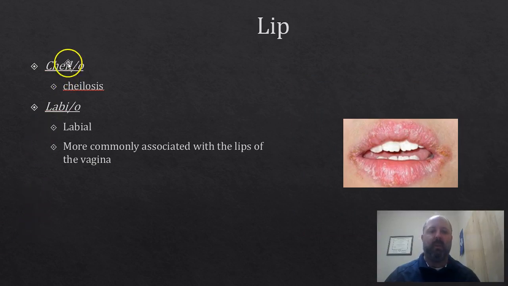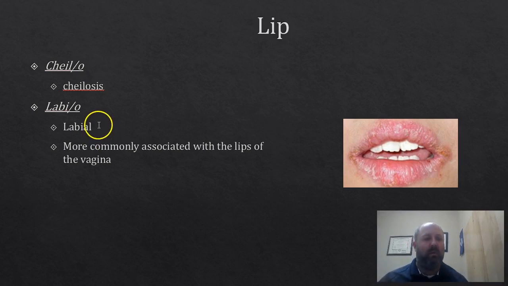So lip, again, two words, cheilo and labio, right? And cheilosis, that's what this picture is right here. This is cheilosis, an abnormal condition of the lips. Labial is more commonly associated with the lips of the vagina, but you can get disease down there, and we'll talk more about that in the reproductive systems.